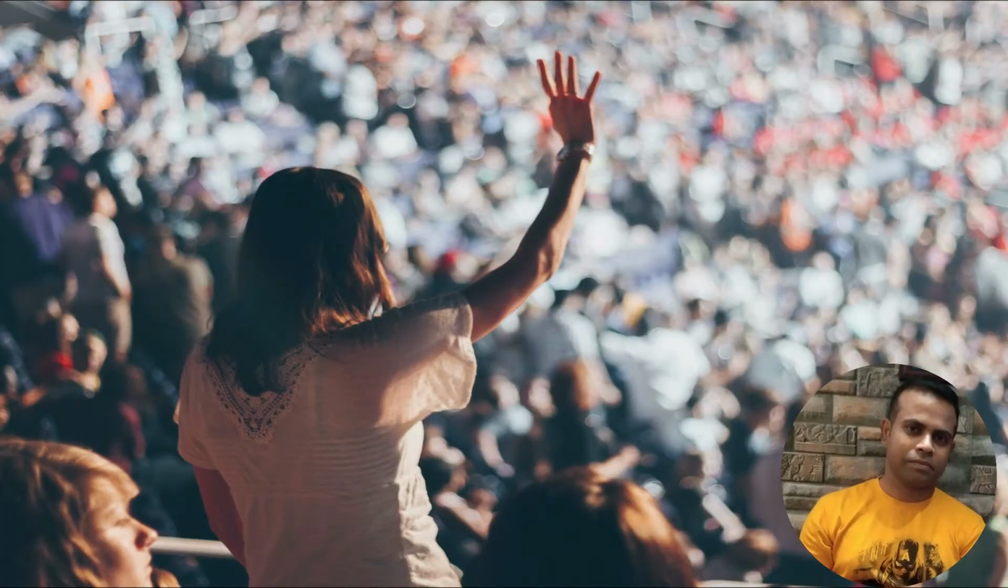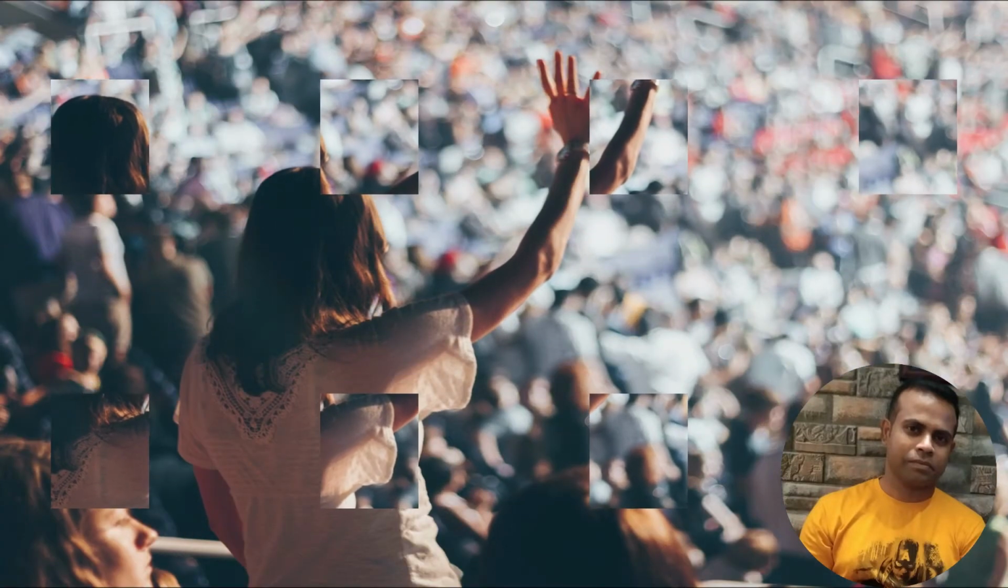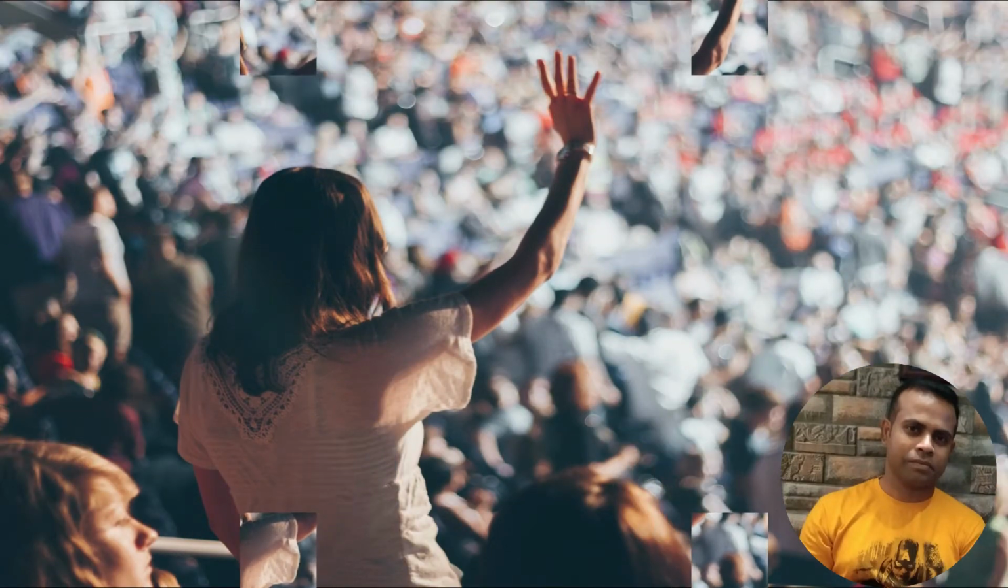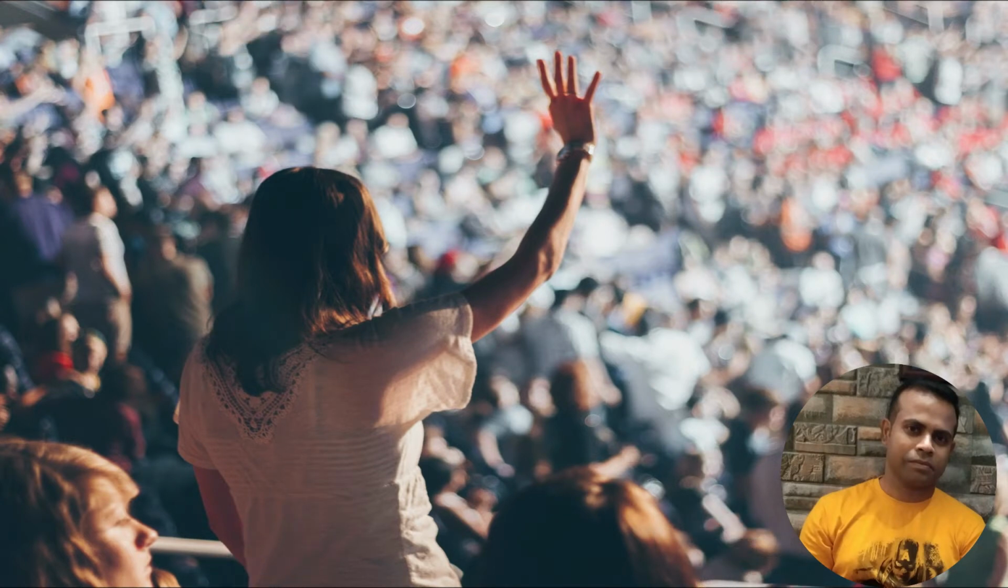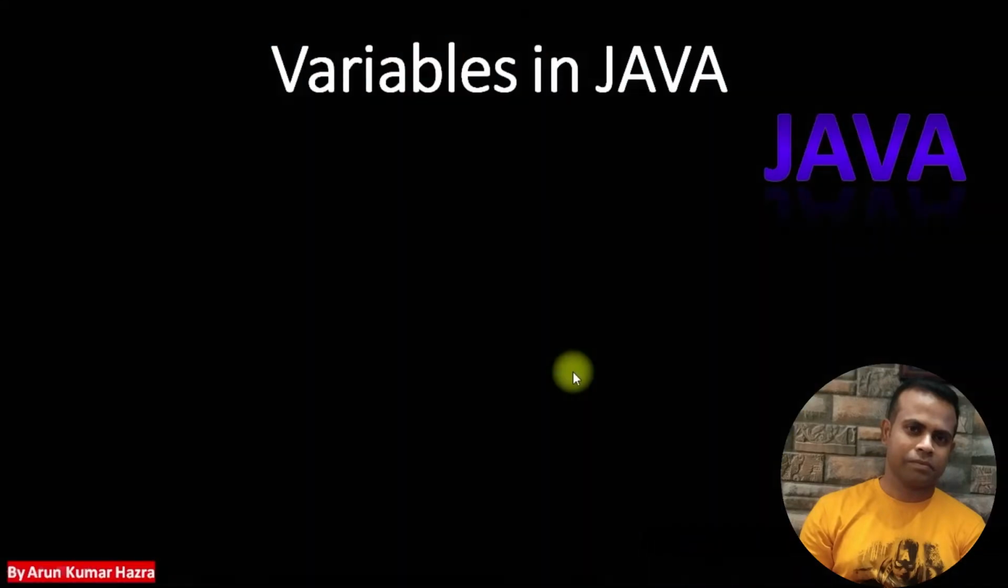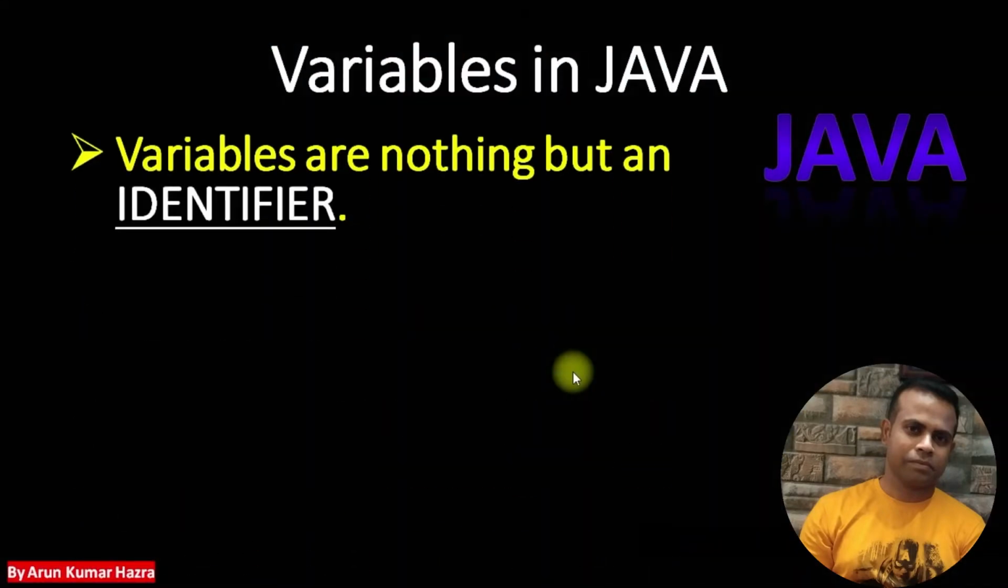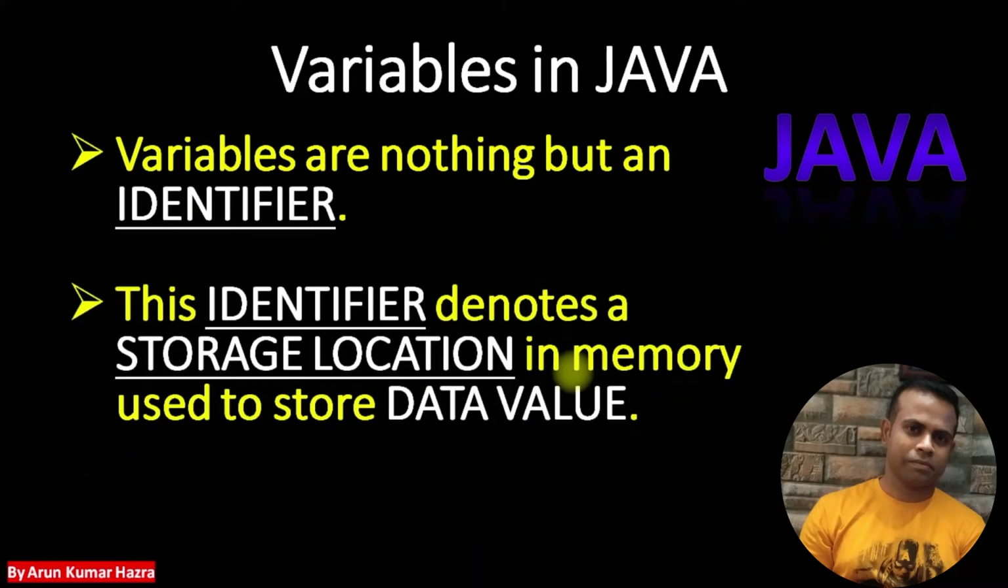From this crowd, if we want to identify or call someone, then we generally use their name, right? So this name is nothing but an identifier for that person. Similarly, in Java we have the concept of identifier, and this is basically called a variable. Now this variable or identifier denotes some storage locations in memory used to store some data value.